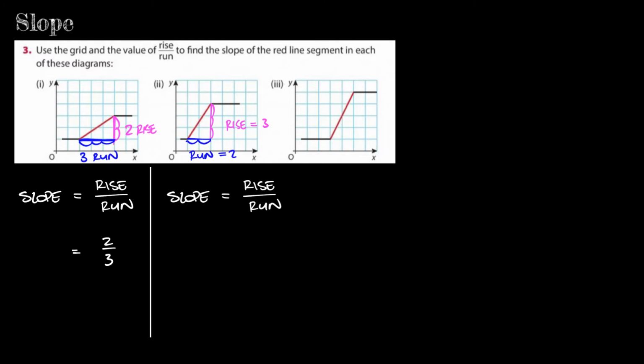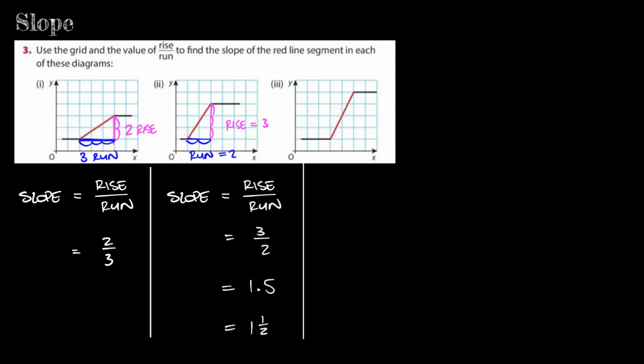So in this case, the rise over the run is going to be equal to 3 over 2. I can leave that as 3 over 2, or I can write that as 1.5 if I wanted to. Both of those answers would be correct. To be honest with you, normally you'd leave it as a top-heavy fraction. So what we'll do next is we'll look at the next one.